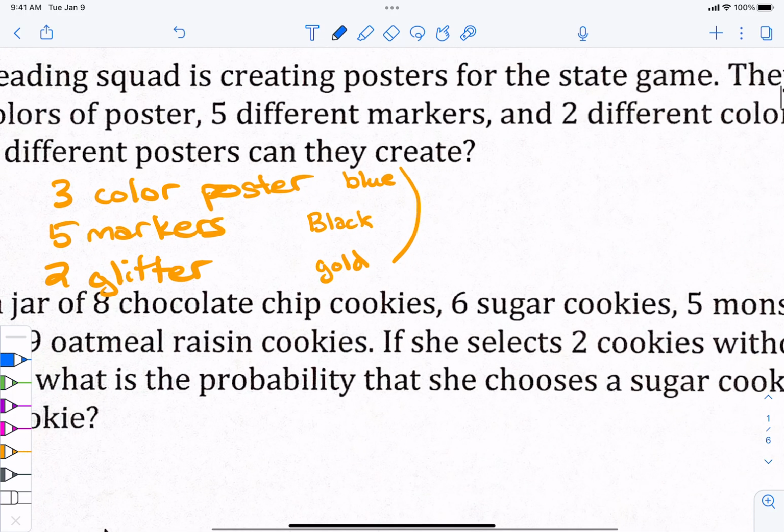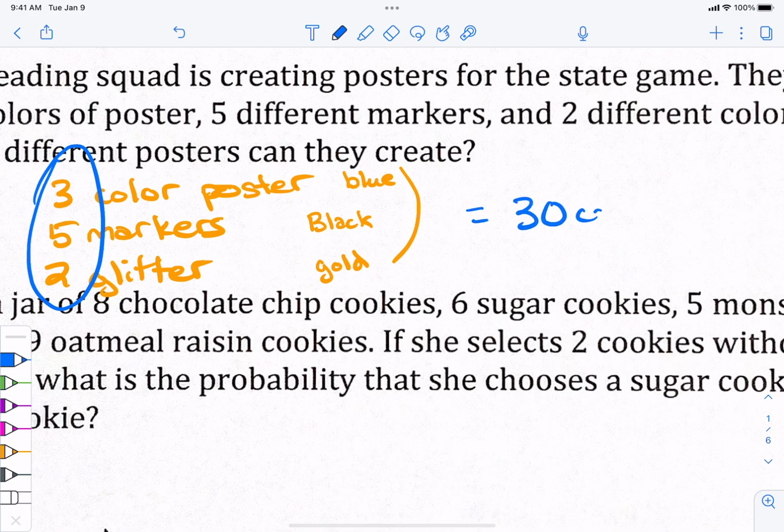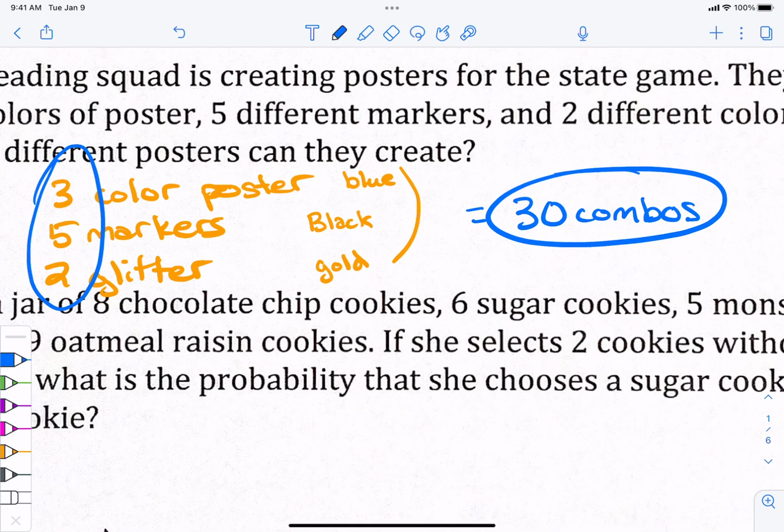So we just multiply all of them together. 3 times 5 times 2 is 30 combinations. Do you see how that works? 30 different combinations.